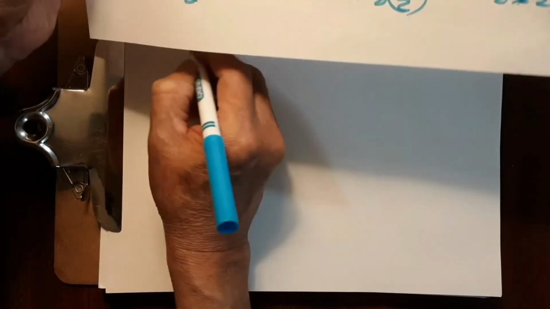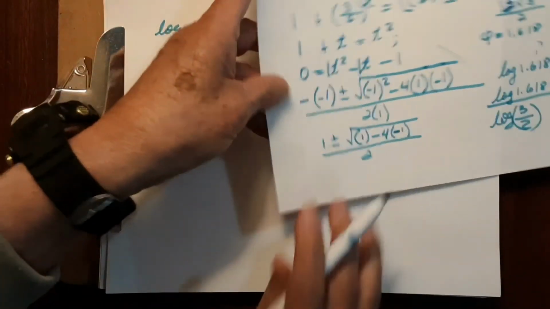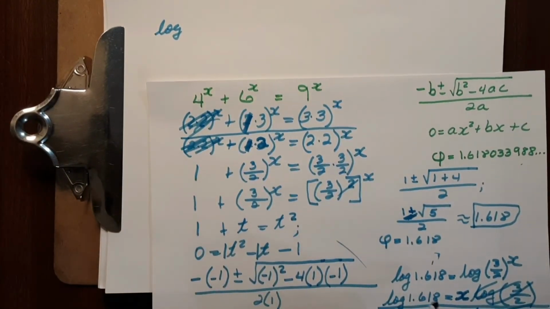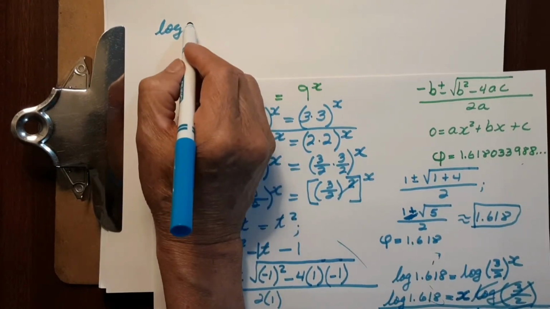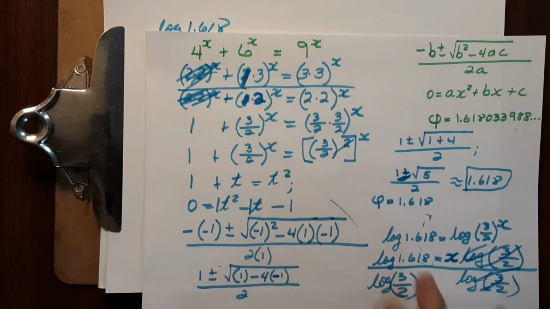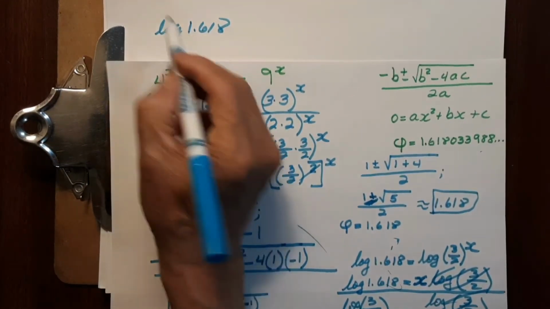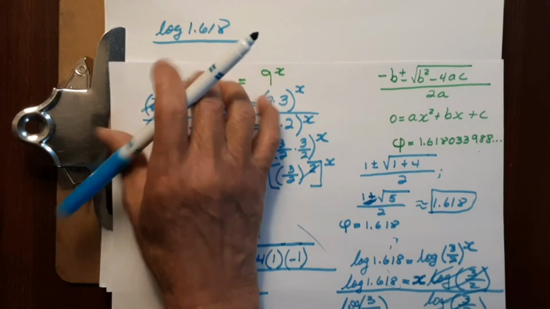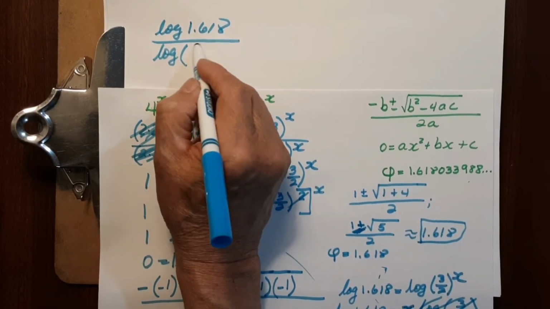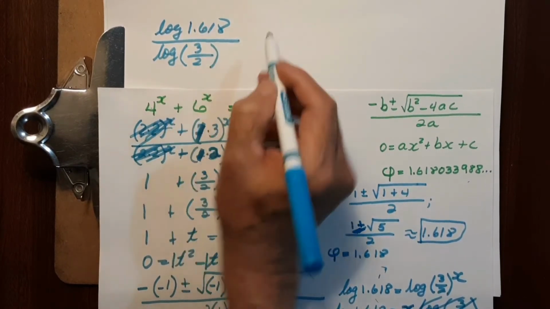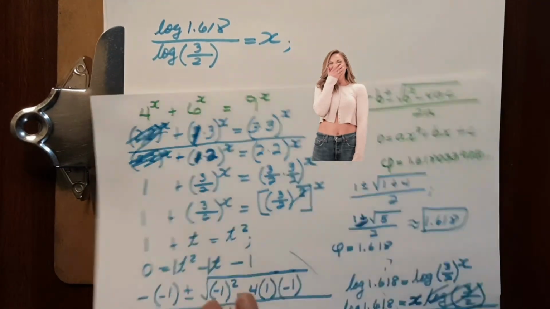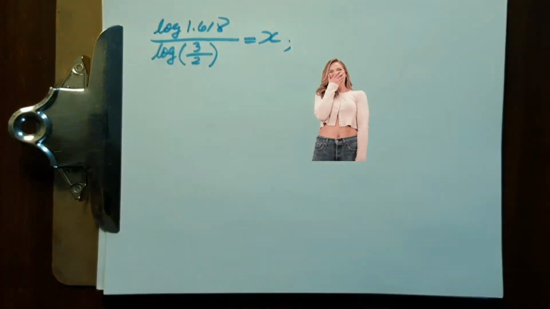Log of 1.618 divided by log of 3 halves. This must be equal to x. Okay, that is the solution. Now we have to operate. We have to use the calculator.